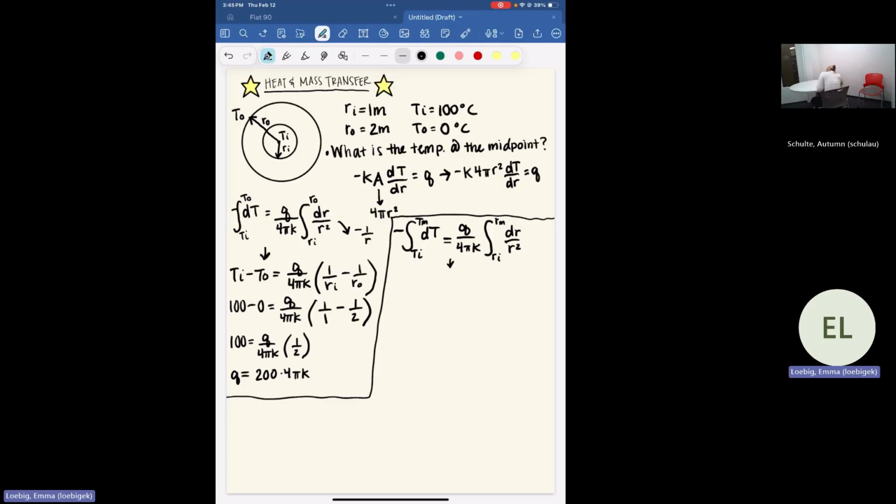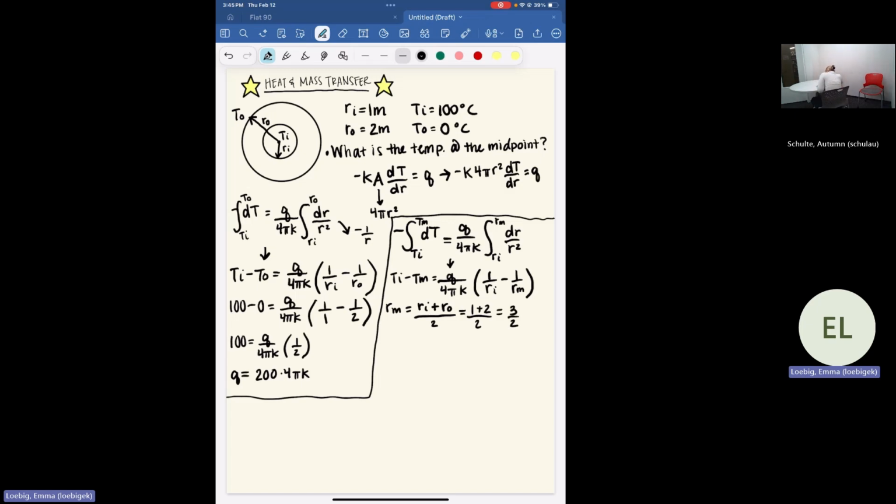Evaluating this integral, we are going to have on the left the inner temperature minus the temperature at the midpoint, which we are solving for, is equal to Q, our constant, over 4 pi K multiplied by the reciprocal of the inner radius minus the reciprocal of the midpoint radius. Now, how do we solve for our midpoint radius? Well, we can use the equation that the inner radius plus the outer radius divided by 2. This leaves us with 1 plus 2 divided by 2, or 3/2.